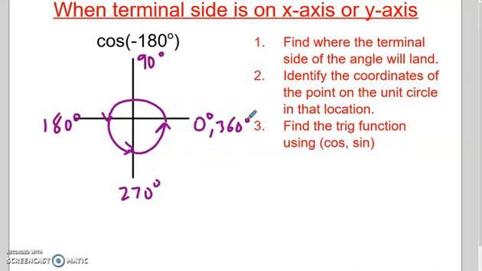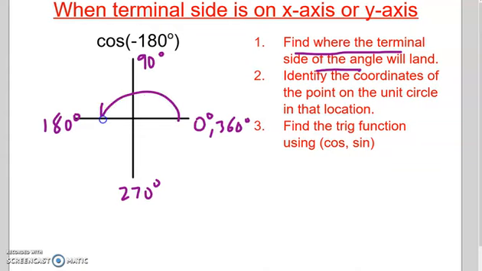So here's what we do. We find where the terminal side for the angle lands. So in this case, negative 180 is the same as positive 180. So let's erase some of this. So that's the same as positive 180, right? If I'm going this way or if I'm going this way, it lands in the same spot.